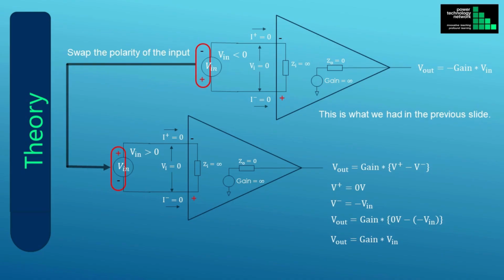The end result is that the output voltage is equal to the differential input voltage, multiplied by the gain. We can see that it is still an inverting amplifier, just like in the previous slide. When the input voltage is negative, the output voltage is positive. When the input voltage is positive, the output voltage is negative.